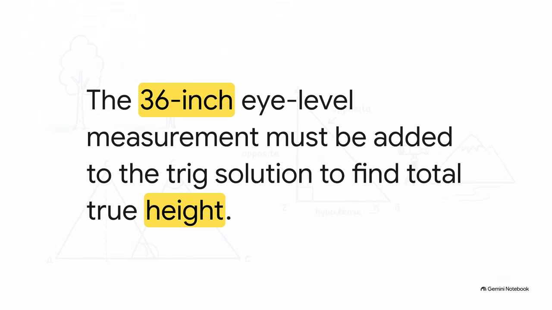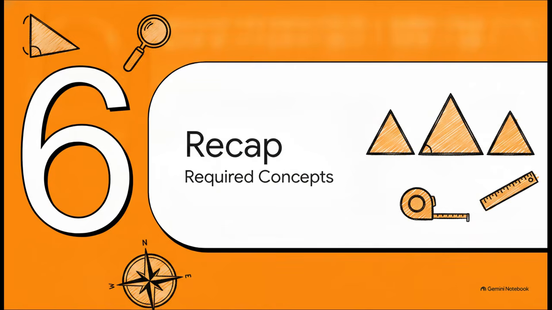Therefore, that 36-inch eye-level measurement absolutely must be added back to our trigonometric solution to find the total true height from the floor to the target. Forgetting this final step is hands down the most common reason a perfectly good math equation results in the totally wrong real-world answer. Section 6, Recap.